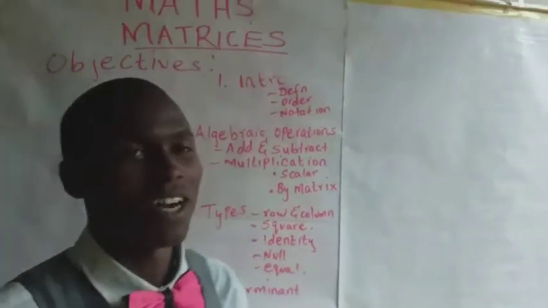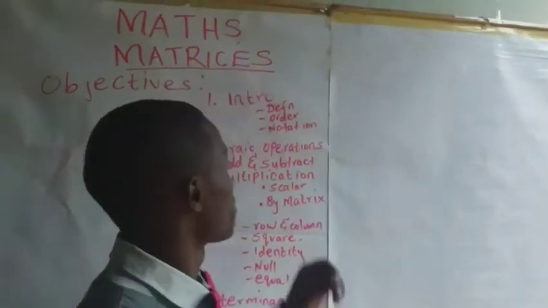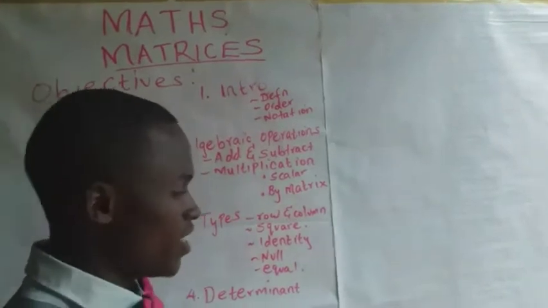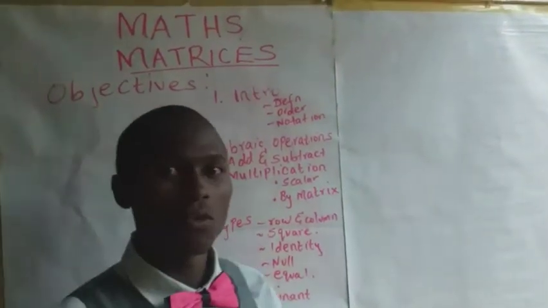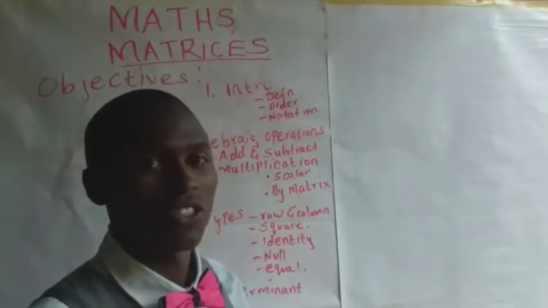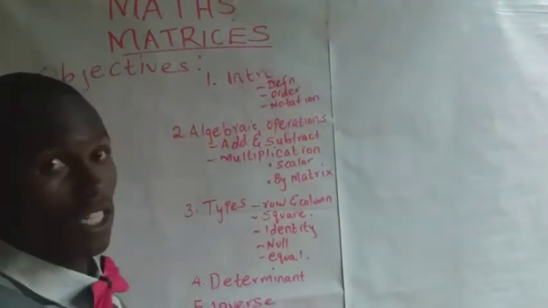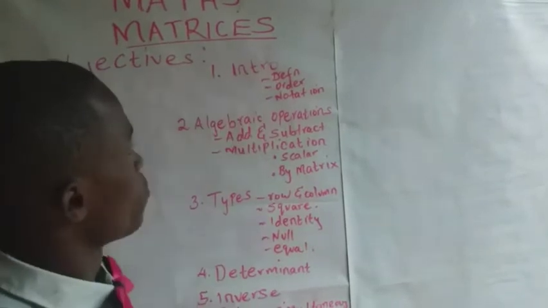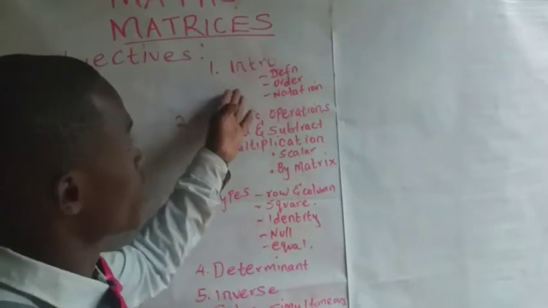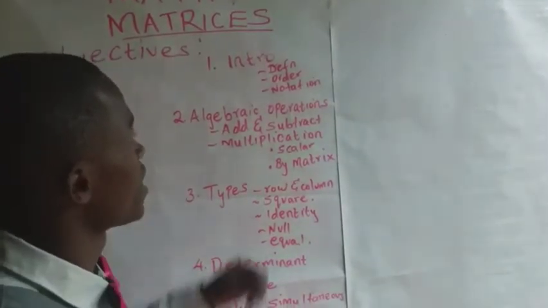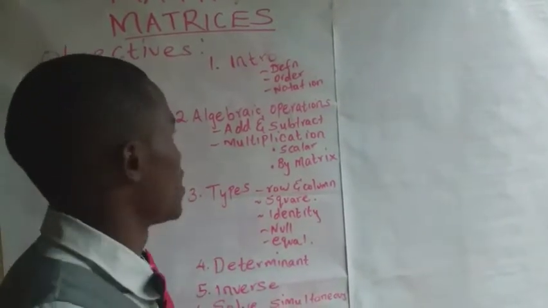We'll be looking at mathematics, and in mathematics, we'll be looking at a particular topic known as matrices. Now, in matrices, I'll go very quickly because I don't want to tire you with a lot of information. So we'll just go straight to the point. And in the objectives of today's lesson, we're going to be looking at the introduction. In the introduction, we'll look at the definition of a matrix, order of matrices, and notation of matrices.